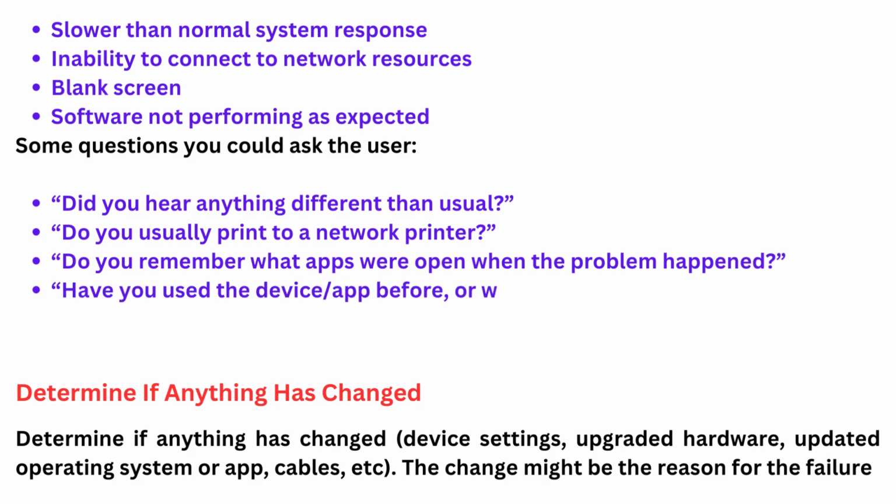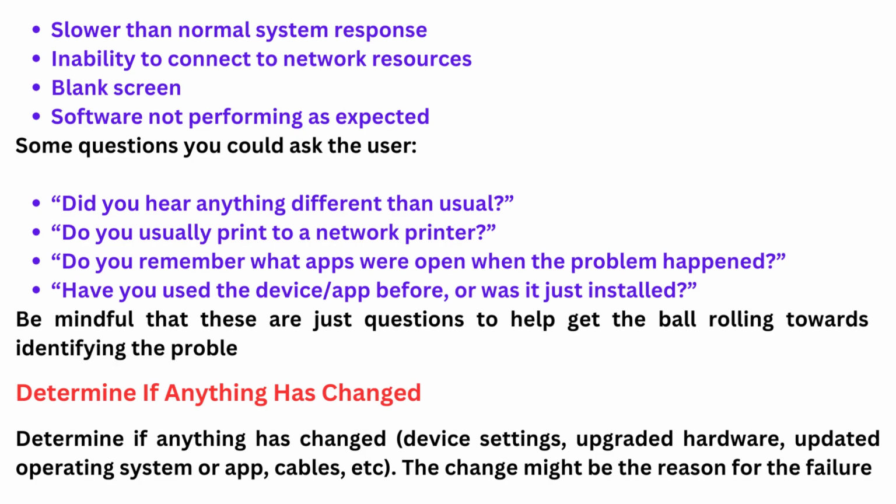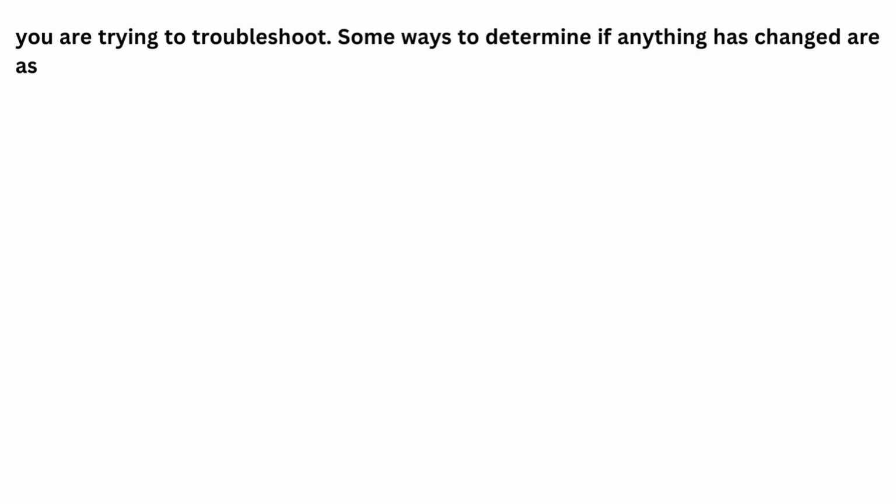Determine if anything has changed. Determine if anything has changed: device settings, upgraded hardware, updated operating system or app, cables, etc. The change might be the reason for the failure you are trying to troubleshoot. Some ways to determine if anything has changed are as follows.